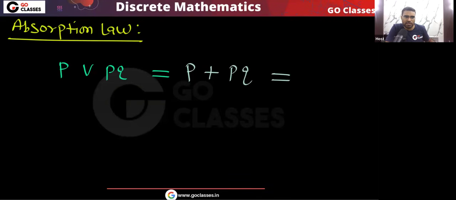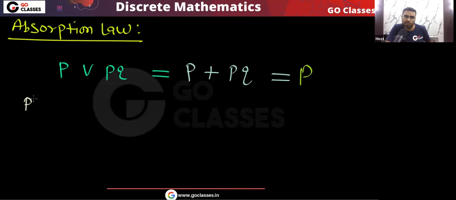See, this absorption law says that P or PQ, P or PQ, yes or no? Then this will be the same as P. It means this P will absorb anything where you have P, Q, R, whatever. So P or PQ will be the same as P. Very simple. This is the absorption law and this is very useful.